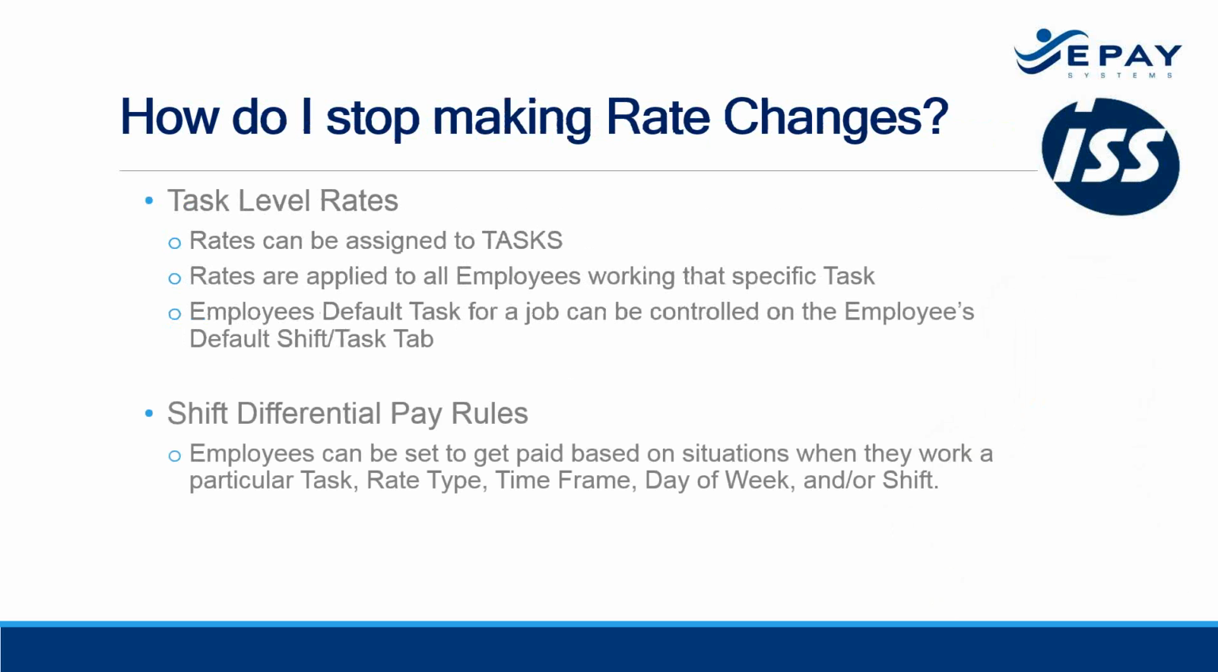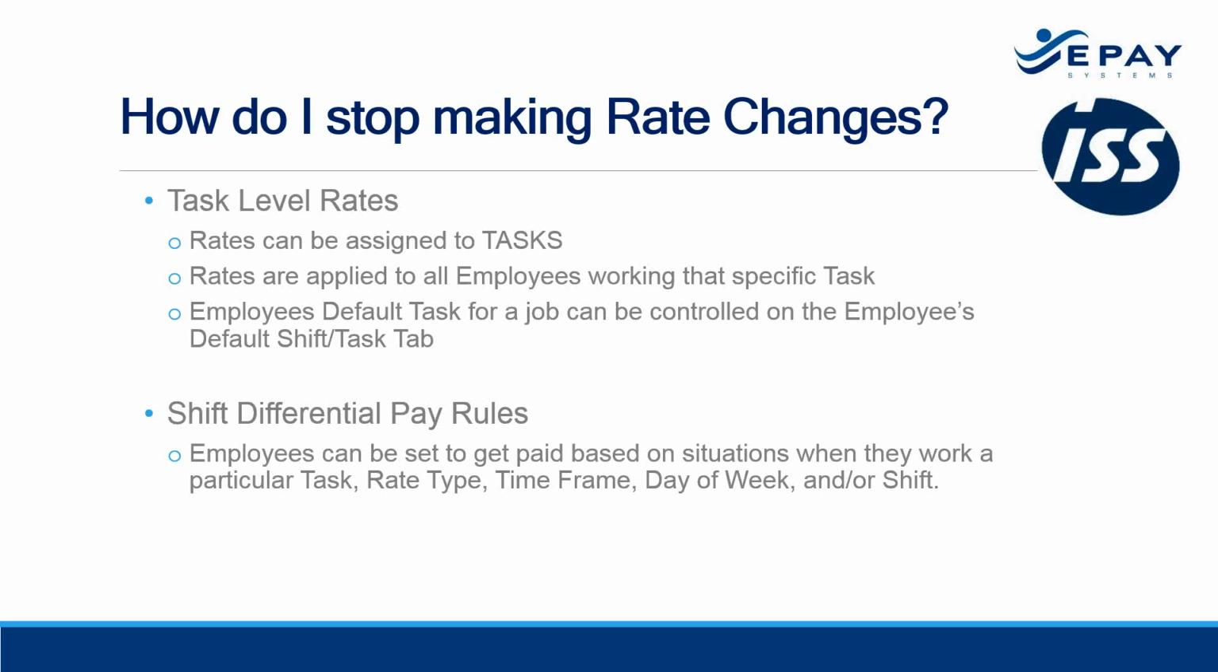Now, those rate changes are very simple, and there's two easy ways of setting them up in the system. First one revolves around task level rates. What a task level rate change basically does is that we actually assign rates to specific tasks in the system.